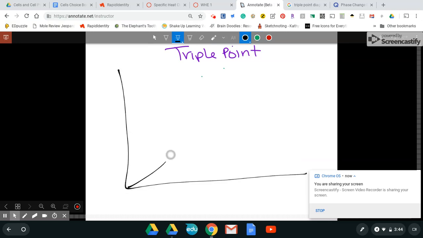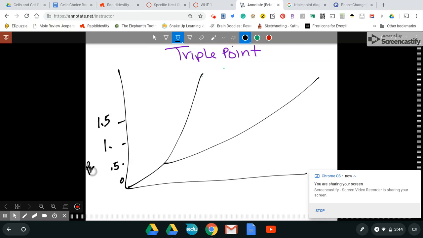Let's say that, all right, I'm going to do atmospheres again. So 0, 0.5, 1, 1.5, and this is my pressure in atmospheres. And I'm going to do temperature of -15, 0, 5, and then I'm going to skip to 115.